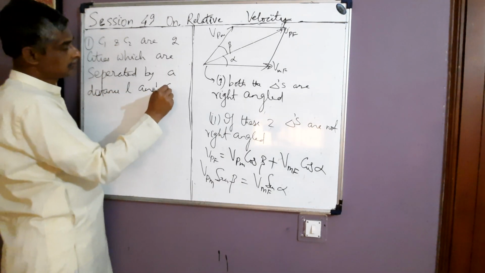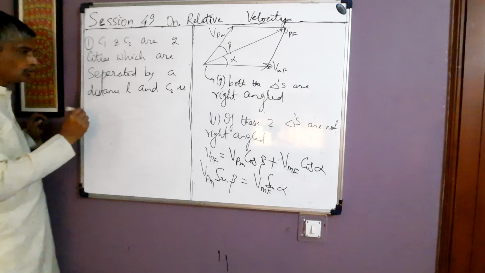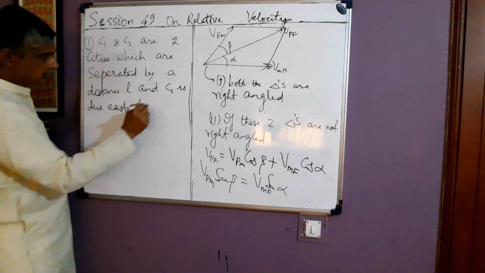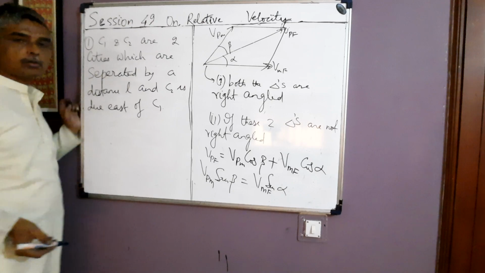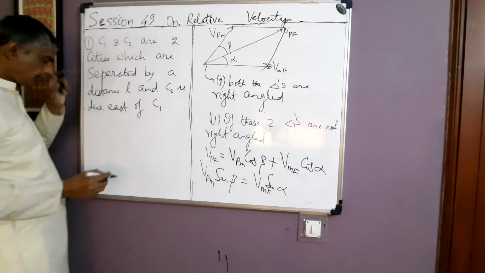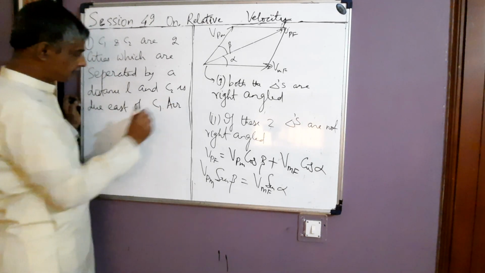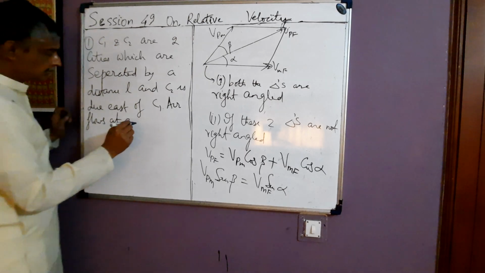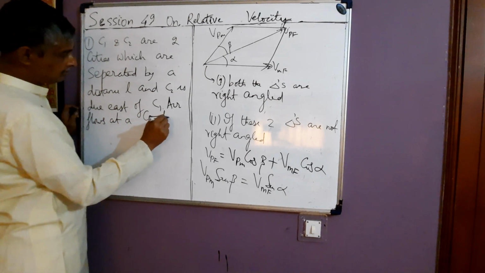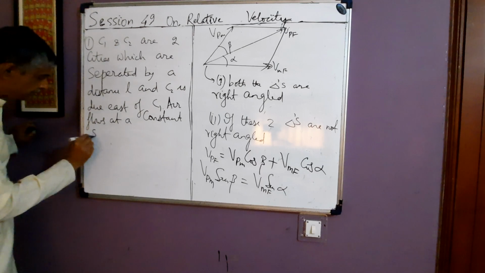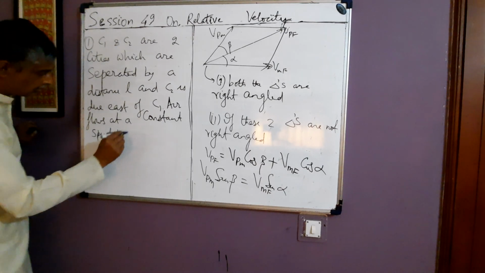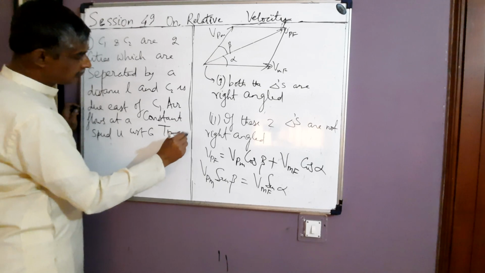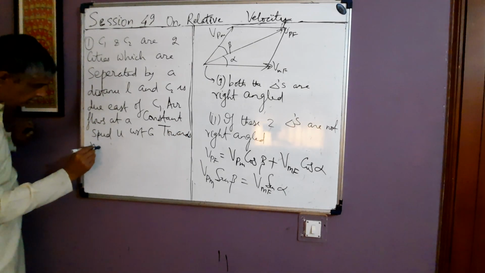and C2 is due east of C1. Air flows at a constant speed u with respect to ground towards north.